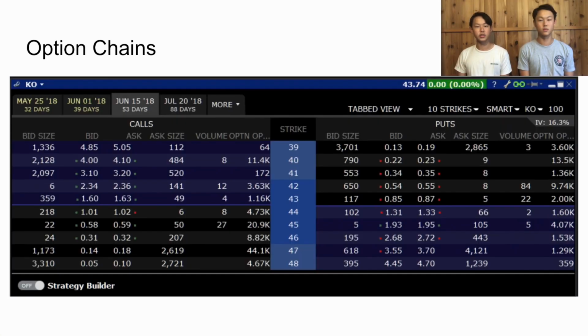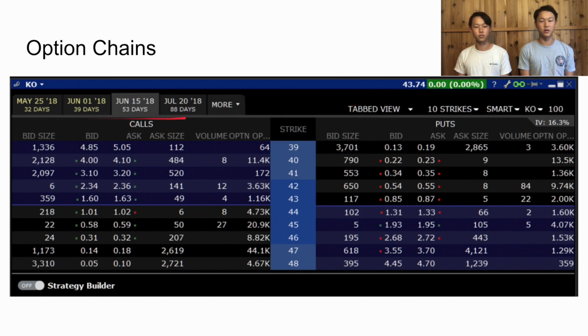The final thing that we will discuss today is the option chain. The option chain is where you can buy and sell options as well as see specific information regarding them. The option chain that we're looking at now is from Interactive Brokers. We can see the underlying stock on the top left as well as the underlying stock price on the top right.